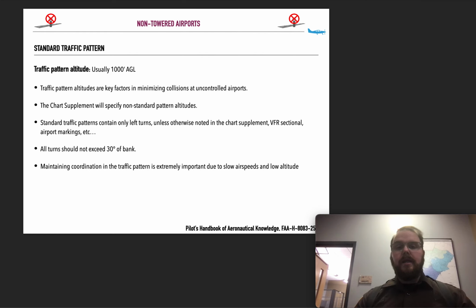Any non-standard traffic pattern is going to be listed in the chart supplement. So it's important to read those chart supplements to know what traffic pattern altitude is at your airport of destination.